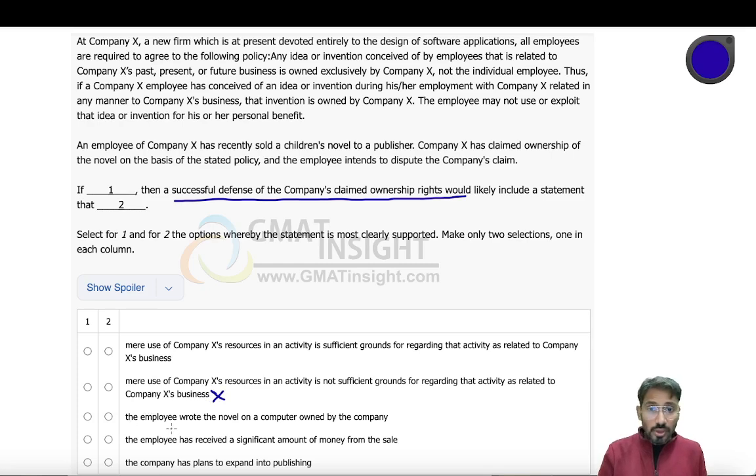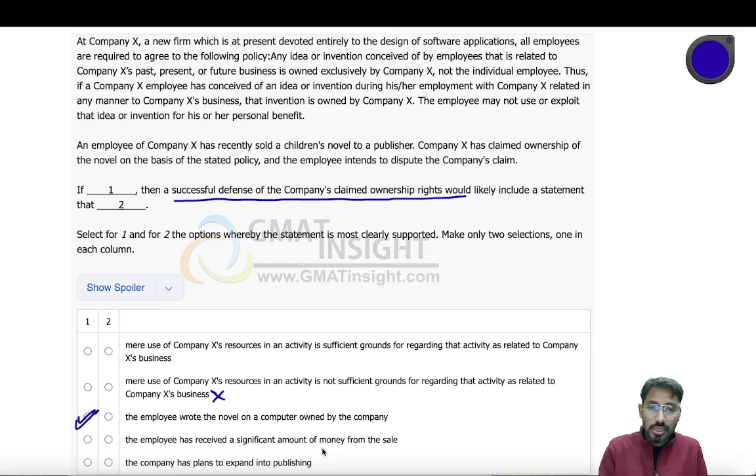Now, if the employee wrote the novel on a computer owned by the company, again we are putting this at the first place. When you read this statement you can understand that if the employee is writing on the company's computer, then the company's involvement is clearly evident in the production of that novel. That means that is where the company can successfully claim its ownership. So I tend to feel that this should be the right answer for this first part. I'm also going through the other two options as well. If the employee has received a significant amount of money from the sale, no, the company does not claim based on the sale proceeds. If the company has plans to expand into publishing, it does not matter because the company may or may not have it, it might be in the future. So we don't need to know whether the company would claim ownership based on its future aspiration.